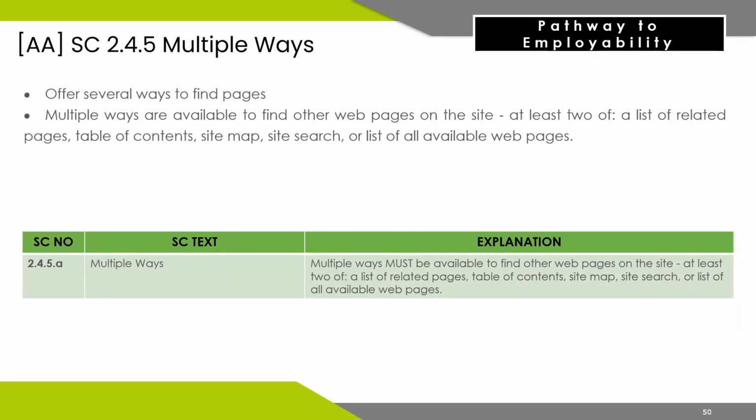The requirements for success criterion 2.4.5 Multiple ways are 2.4.5.a Multiple ways. Multiple ways must be available to find other web pages on the site, at least 2 of: a list of related pages, table of contents, sitemap, site search, or list of all available web pages.